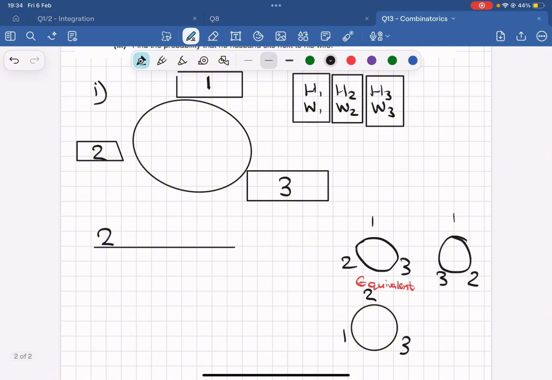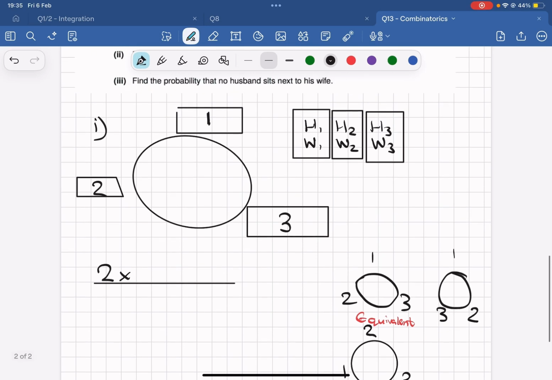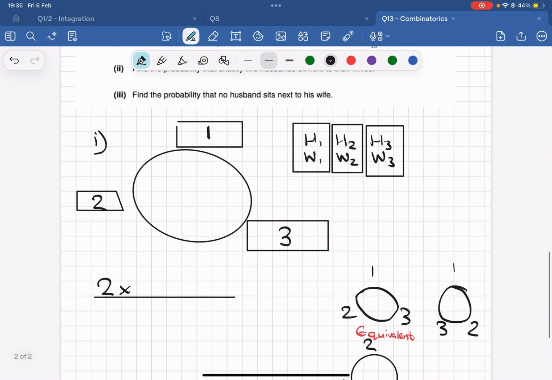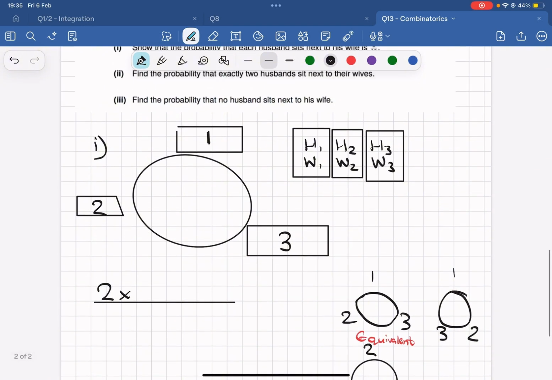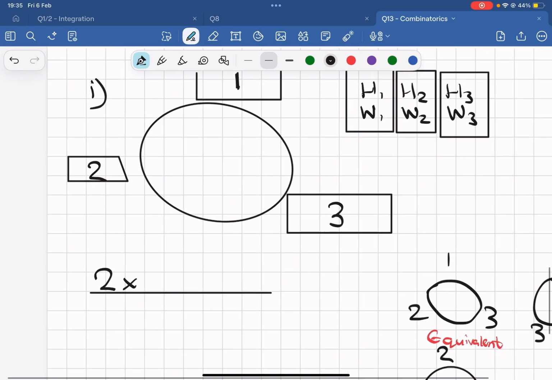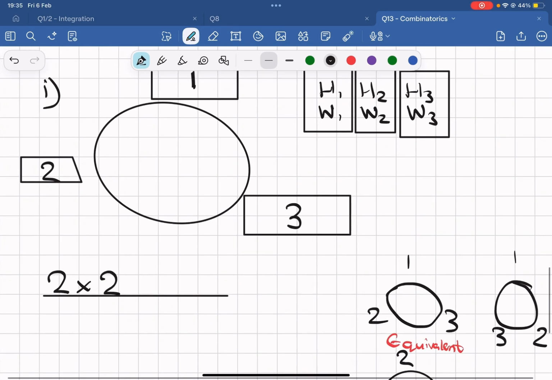So we said there's 2 ways of arranging the blocks around the table. Now we need to consider how many ways there are to arrange the people within, or the husband and wife within the couple. So for block 1, or pair 1, we have 2 ways of arranging the husband and wife. Same for block 2, same for block 3.